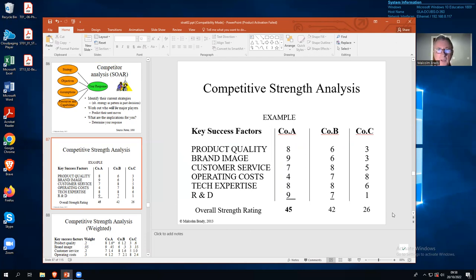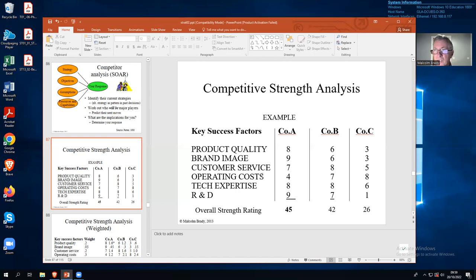So to do this, we have to use some dimensions on which to compare. And the key success factors that we determined from the industry analysis, if you recall, after the outcome of our industry analysis, is what are the key factors for success in this industry. So it makes sense to use those in our competitive strength analysis. So for this example here, we've identified six key success factors for the industry: product quality, brand image, customer service, operating costs, technical expertise, and R&D, okay?